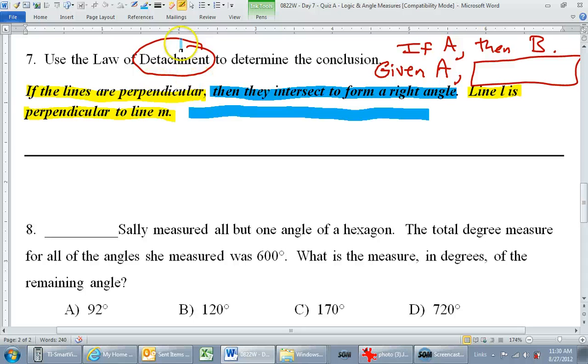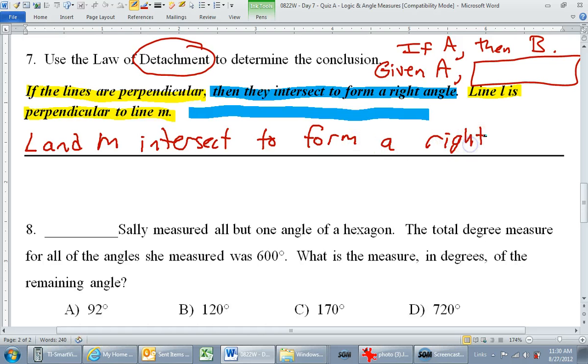Okay? So what I was looking for was basically this. Line L is perpendicular to line M. So therefore, line L and M intersect to form a right angle. Okay? L and M intersect to form a right angle. That is what you should have put for your conclusion for detachment.